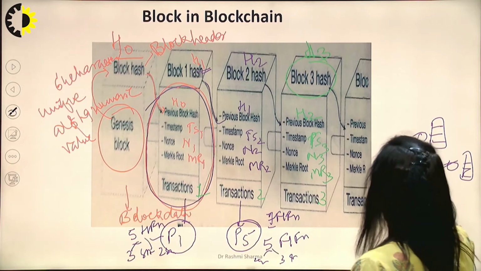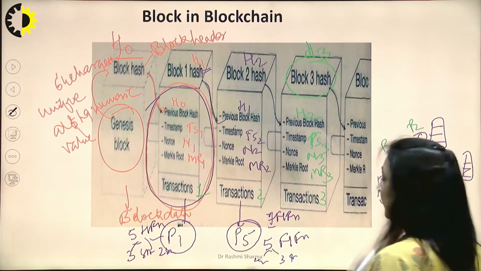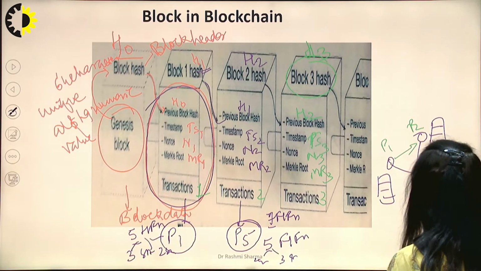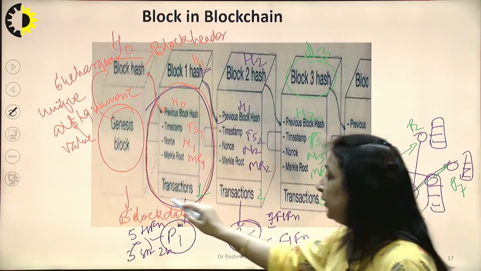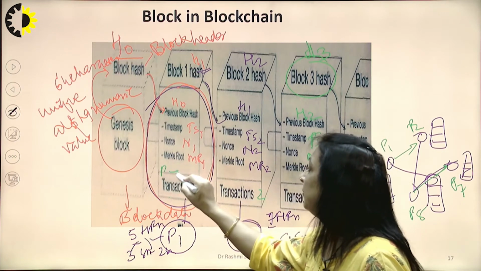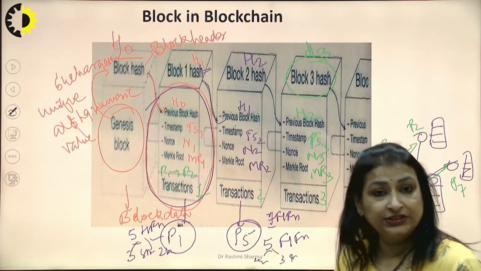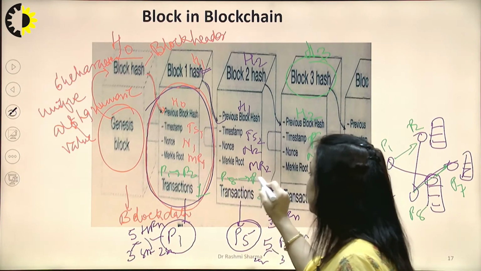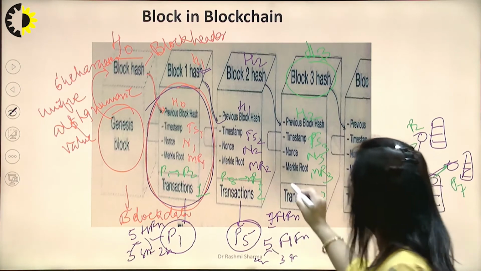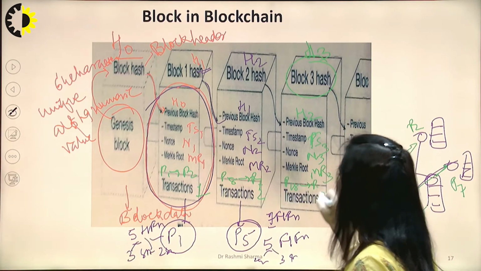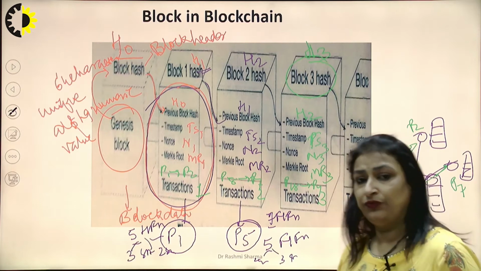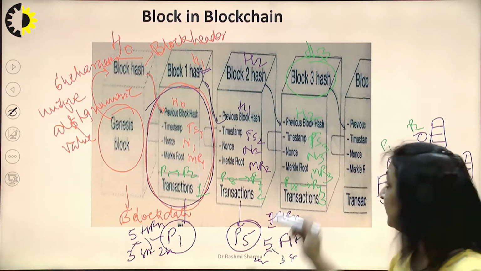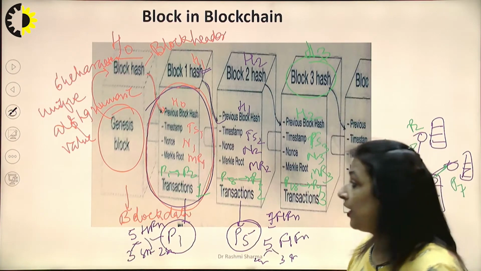Maybe in the first, P1 is sending money to P2. That can be the first transaction. Maybe then P8 is sending money to P7. That would be the next transaction. So here transaction 1 would be P1 sending money to P2. That is the transaction for which we are generating this. Here it can be P8 sending money to P7. So this can be the transaction. Here P18 is sending money to P4. So these are the different things which we are doing. So transaction data definitely differs, and obviously we are using these hash values.